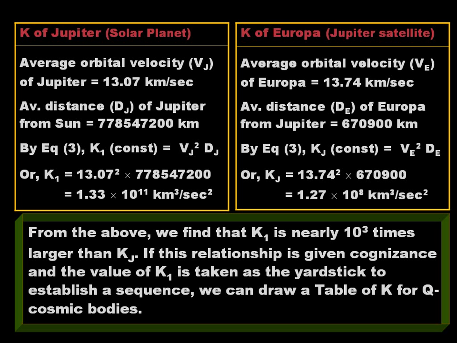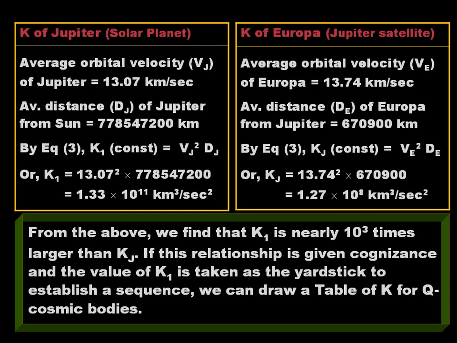K of Jupiter. Average orbital velocity Vj of Jupiter is 13.07 km per second. Average distance dj of Jupiter from Sun is 77.8547200 km. By equation 3, K1, which is a constant, is equal to Vj square dj, or K1 is 1.33 into 10 to the power 11 km cube per second square.